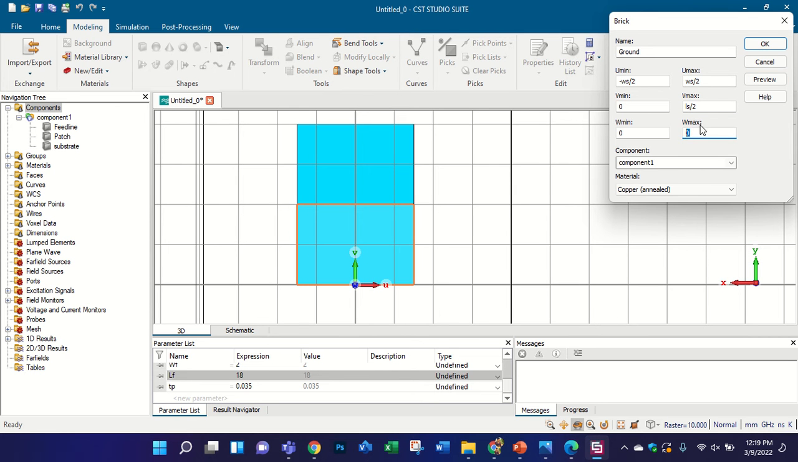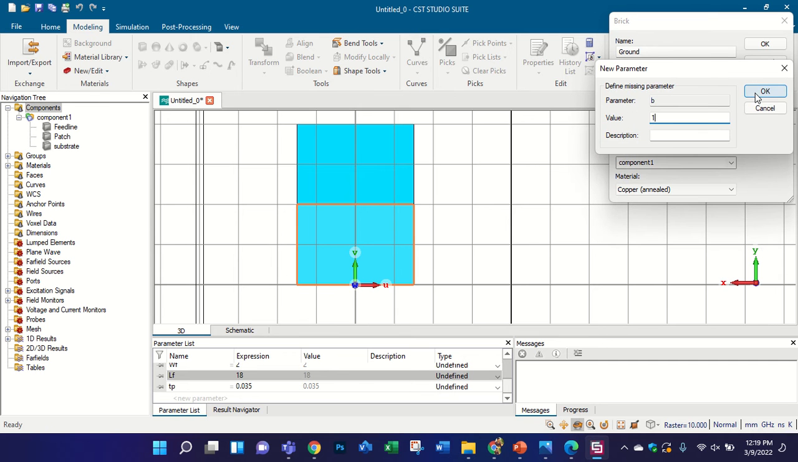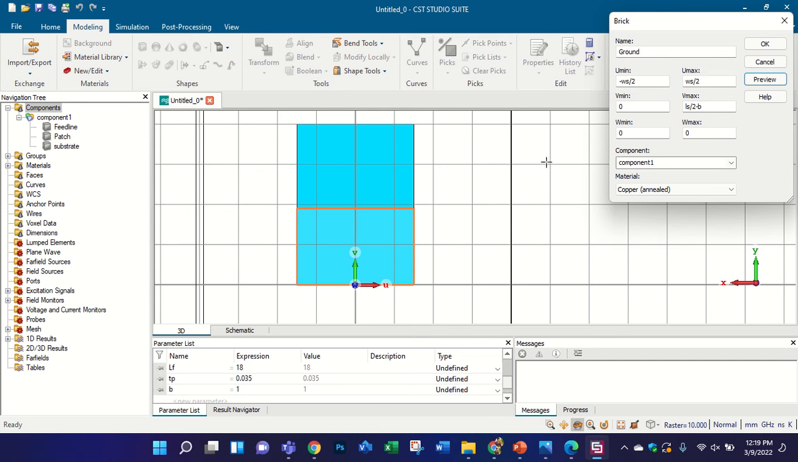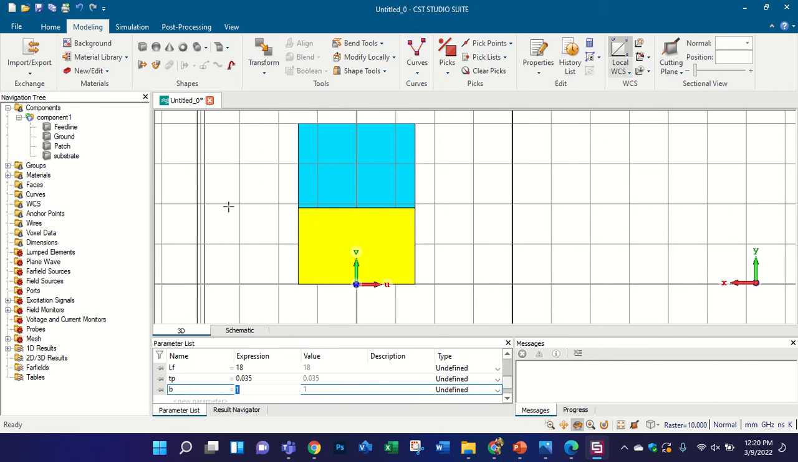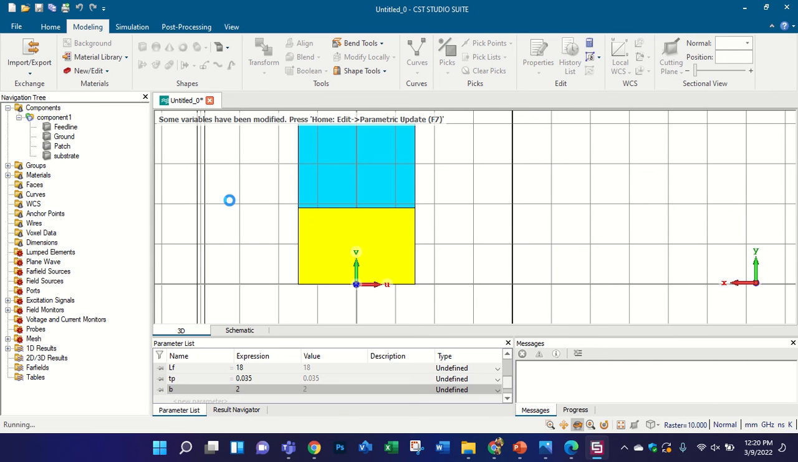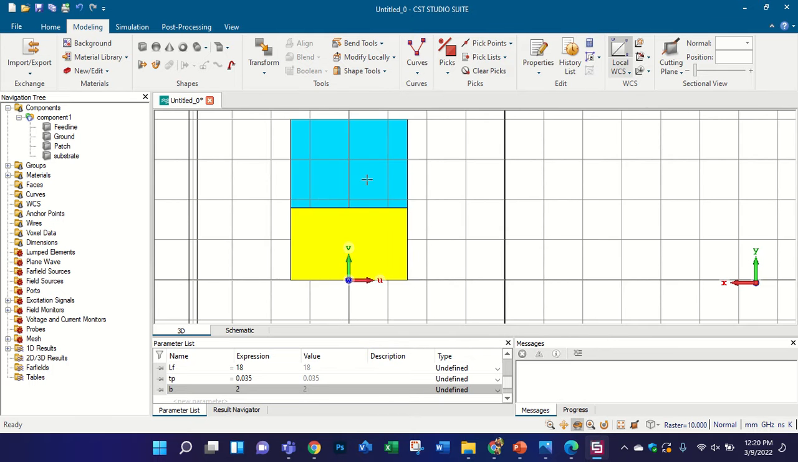If you want to vary the values of the ground plane, then you can add here, for example, minus b. Click OK, and you can assign the value of b. In this way, if you want to vary this ground plane, you can change the value of b. TP. Like this, if I set b to 2 and press F7, you see in this way you can vary the ground plane.